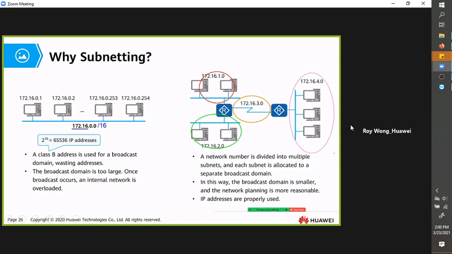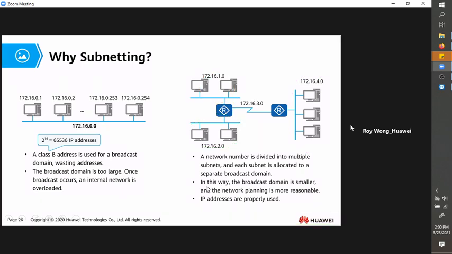So with this, you are able to isolate them into different broadcast domains. With this method, if your zone here has a broadcast, it will not go to the other zones. This is how they prevent the broadcast problem. In this way, the broadcast domain is smaller and the network planning is more reasonable. IP addresses are properly used.